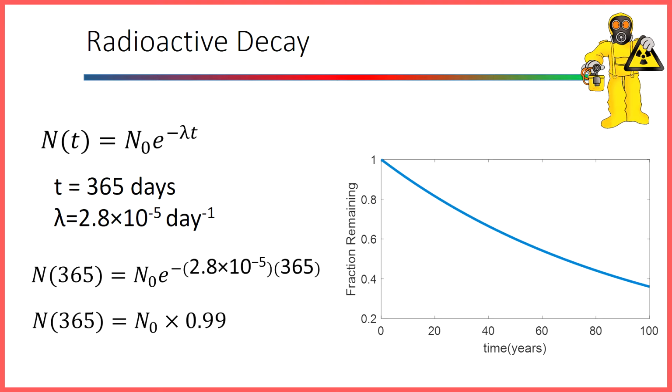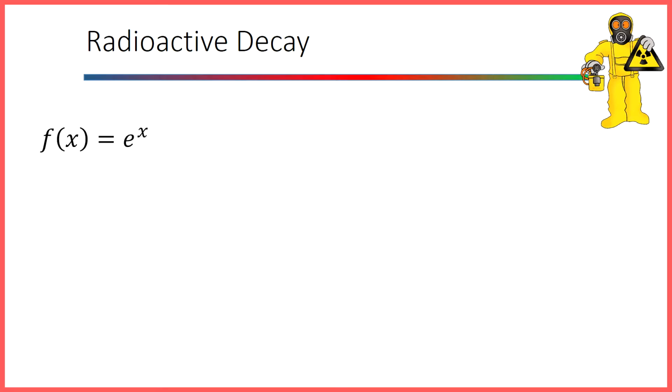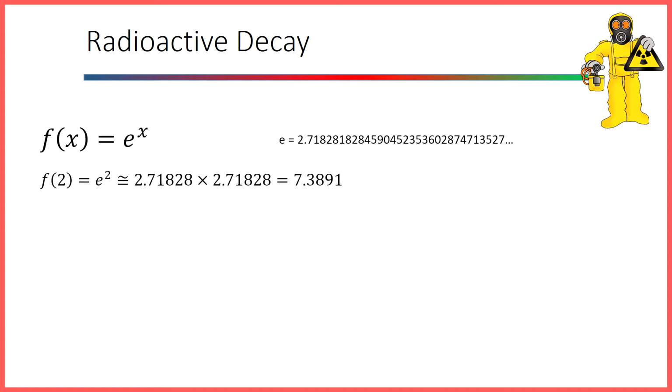But let's start off simply. We'll start off by figuring out what the derivative of f of x equals e to the x is. Remember that e is just a constant number, like pi. e is actually equal to 2.718281828, etc. It's just a number, but like pi, it's a special number. So let's go ahead and work on the derivative of e to the x. Remember that e to the x really means multiplying e times itself x times. So f of 2 equals e to the 2, which is 2.71828 times 2.71828.